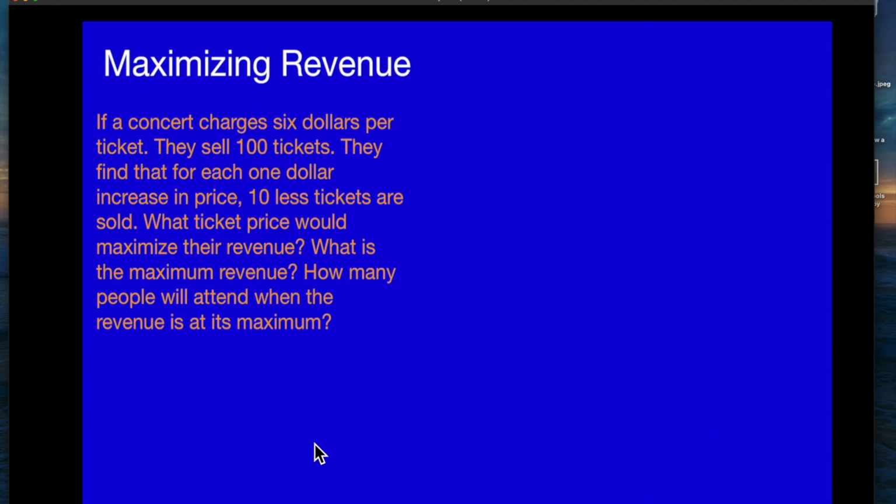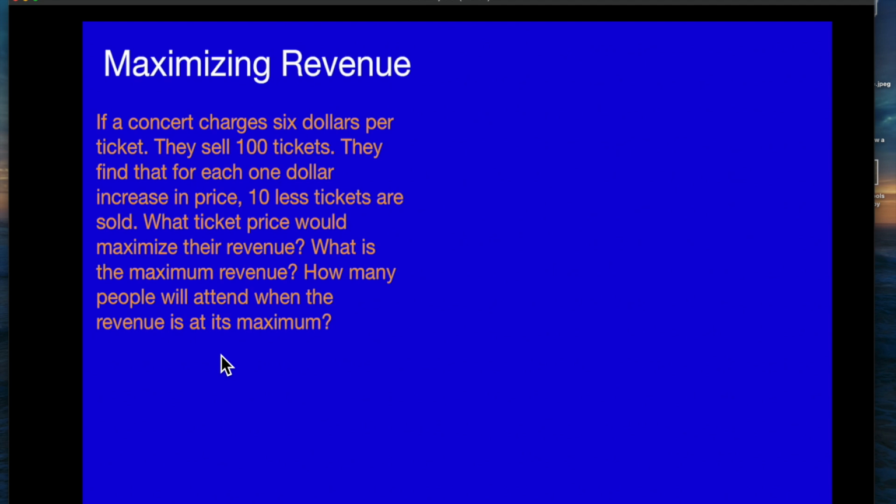In this first problem, we are told that when a concert charges $6 per ticket, they sell 100 of them, and they find that for each $1 increase in price, they sell 10 fewer tickets. And we're asked to find the ticket price that would yield the maximized revenue. What is this maximum revenue, and how many people will attend when they have maximum revenue?